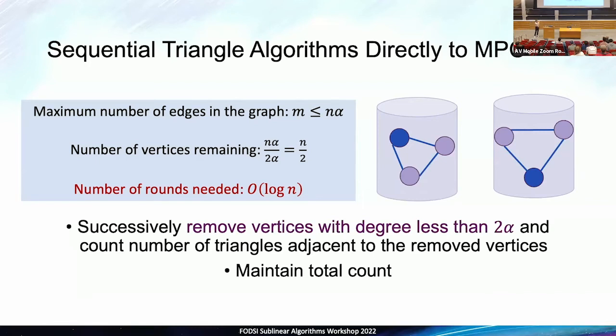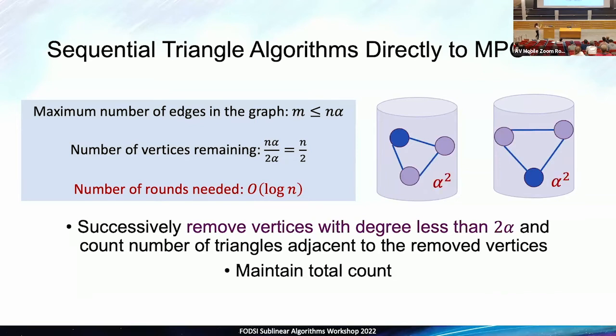So if you take the number of edges and you divide it by 4 alpha, that gives you n over 4. So that means the number of vertices after your first round decreases by a factor of 1/4, which means that after log n rounds, you'll have no vertices left. So that is all the proof for the number of rounds needed by this simple algorithm.